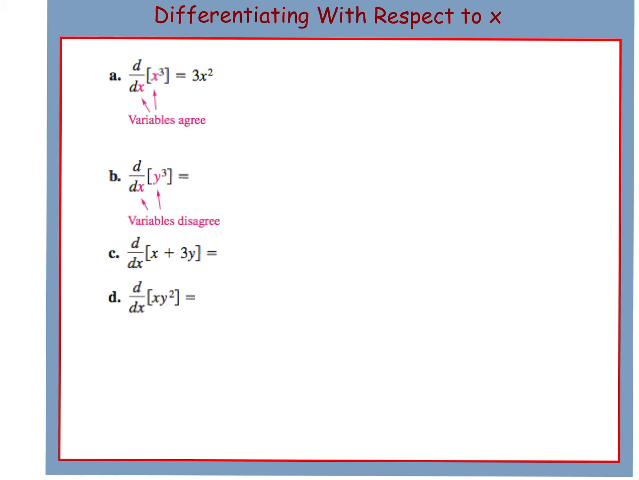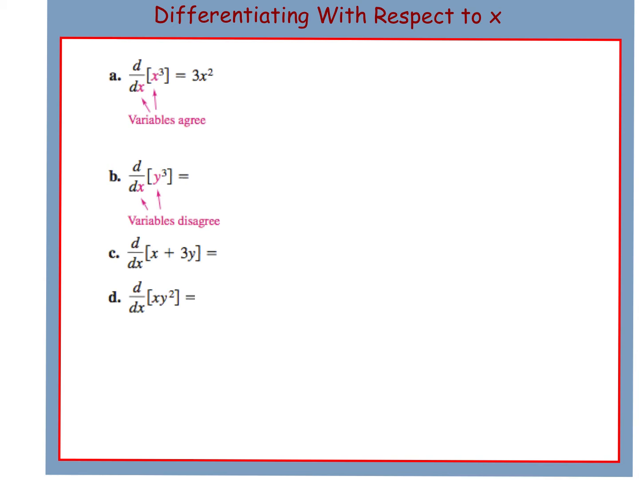Here we go. So if I have to take a derivative of x cubed with respect to x, well, what's the derivative of x cubed? 3x squared. Right? My variables match up. I'm taking it with respect to x of x, so my variables match up.